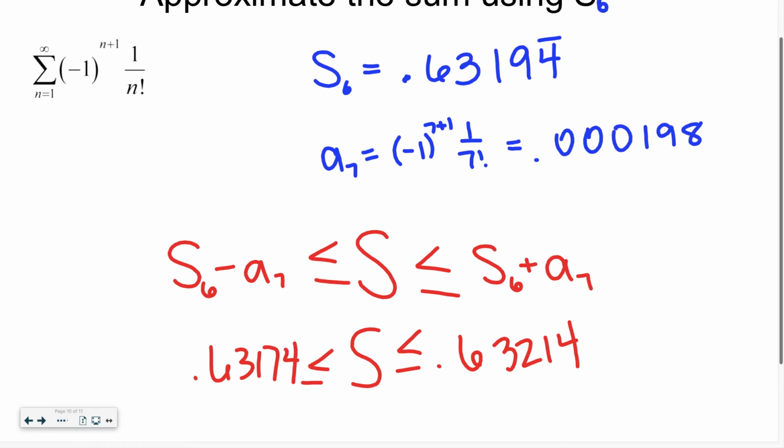Okay, do your homework, and then tomorrow we learn our last two tests. The ratio test is one of my favorites. Saving the best for last. It's not hard. My least favorite is the integral test.